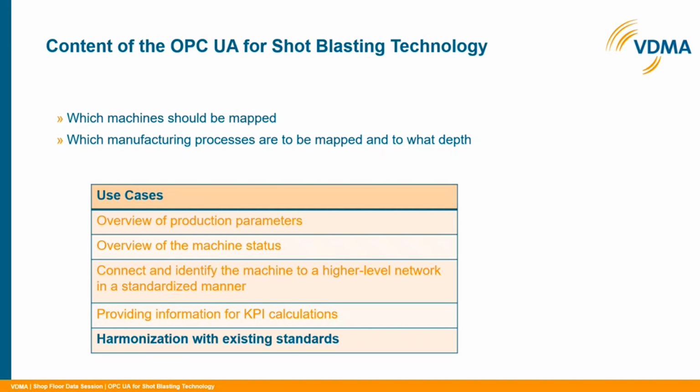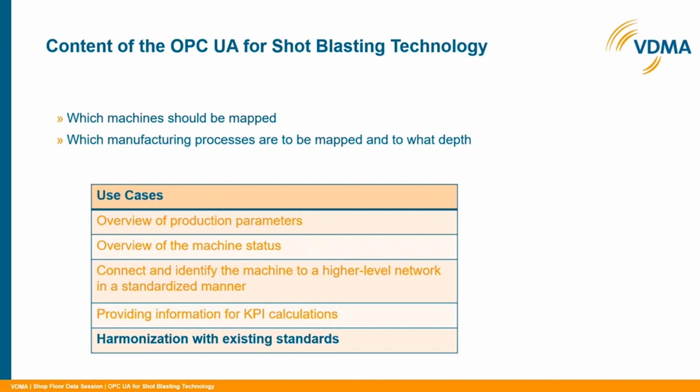Another use case is to connect and identify the machine to a higher level network in a standardized manner. So if we are developing a companion specification, and by that an information model for our machines, but the identification is done separately by every manufacturer, then this is obviously a problem. And by that, we want to make the identification of the machines for sure standardized. And this is actually a very important point.